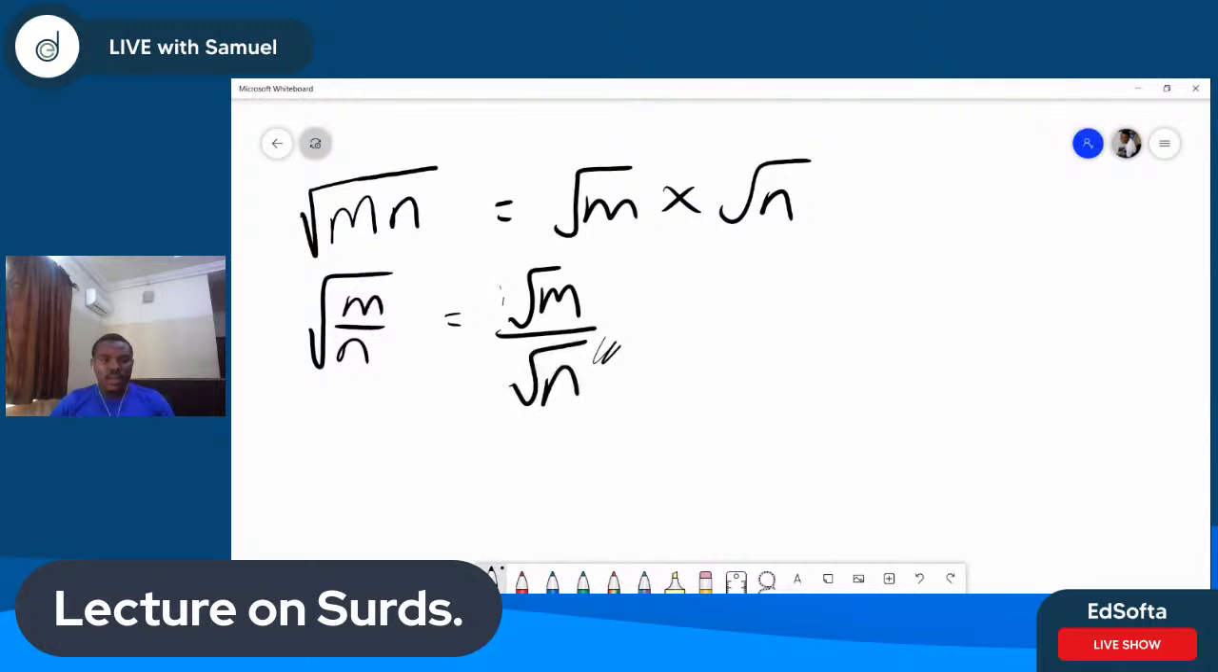Now, this is just a practical case. This is just how surds operate. It's just like indices, where they taught us the laws of indices. These are the laws of surds. This is how they operate.